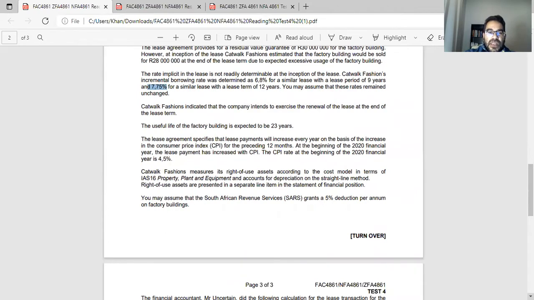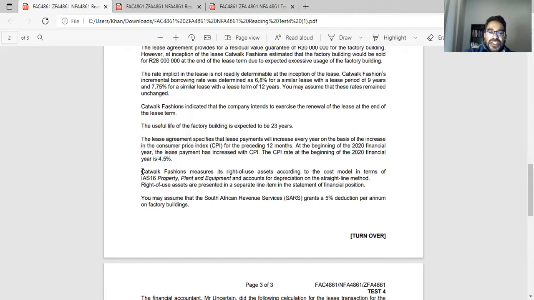The lease agreement specifies that the lease payments will increase every year on the basis of the increase in the consumer price index for the preceding 12 months. At the beginning of the 2020 financial year, the lease payment has increased with CPI. The CPI rate at the beginning of the 2020 financial year is 4.5%. So at initial recognition, there's no impact, but in the 2020 financial year, there's going to be an impact because the variable payment is increasing as a result of an index, which is CPI.